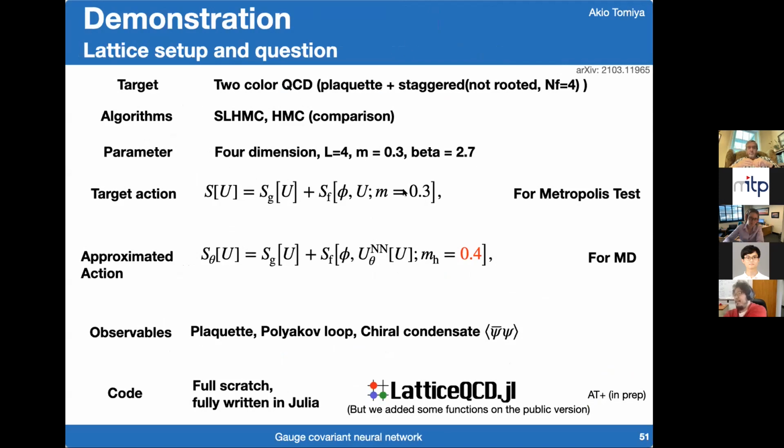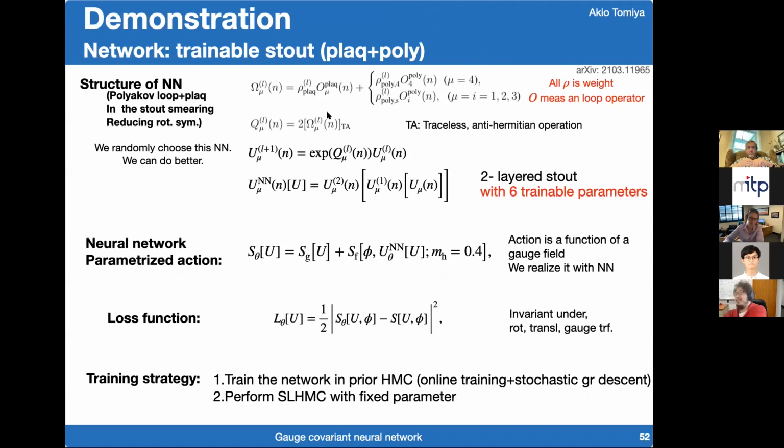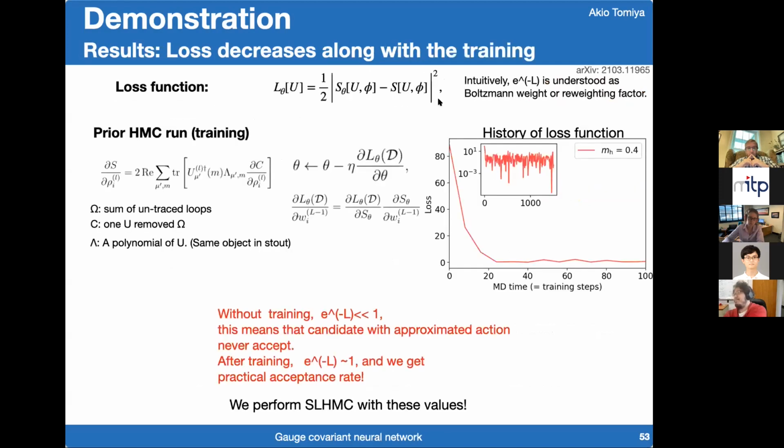This is a summary of this setup. Let me skip. And we use a 3-layered neural network, 3 levels stout, how to say, 2 levels layered stout. This contains 6 trainable parameters. And the loss function is the parameterized action minus the exact action. This is the loss function. And we trained the neural network in the prior HMC run. And after that, we performed the SLHMC run.